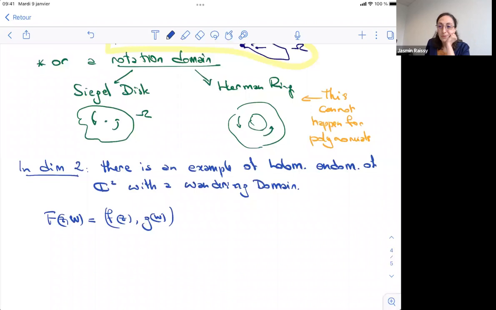All the components you get are simply products of components. So you can count periodic components, free periodic components. You have bounds. You know that you can't have a wandering Fatou component in there, because otherwise you would have one for each of these two maps. But whenever you go to the full generality of higher dimension, I'm not aware of such a bound.